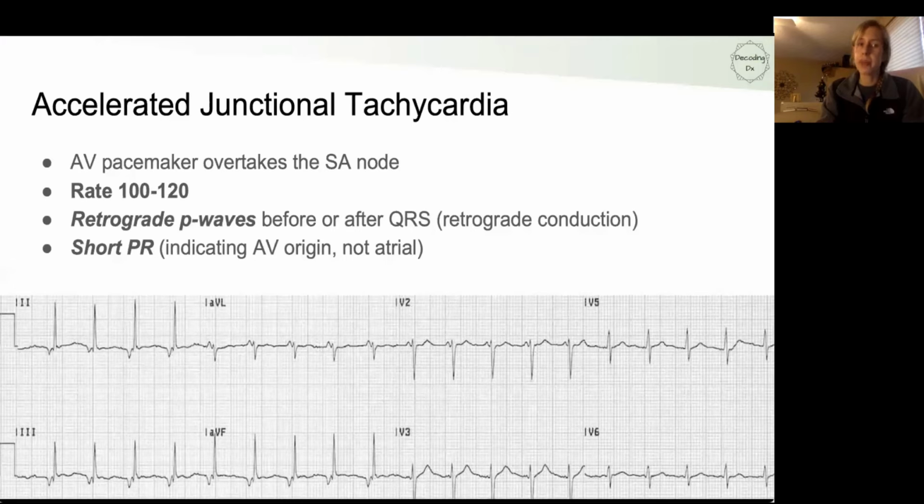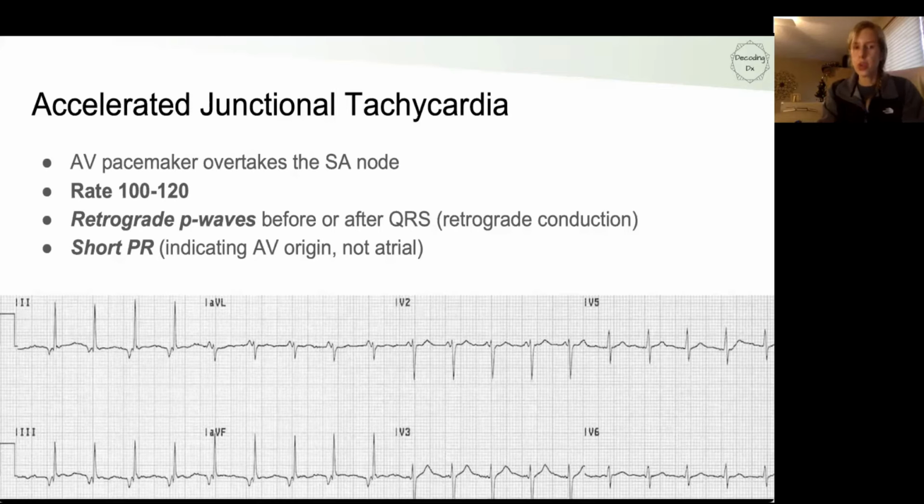And you'll see retrograde P waves again, but this time it's before or after the QRS. And it's a similar case where it's just retrograde conduction through the atria from the AV node. And if you're going in the opposite direction, the EKG reads that as the opposite of what would be normal. So if normal is up, then the EKG will read it as down.